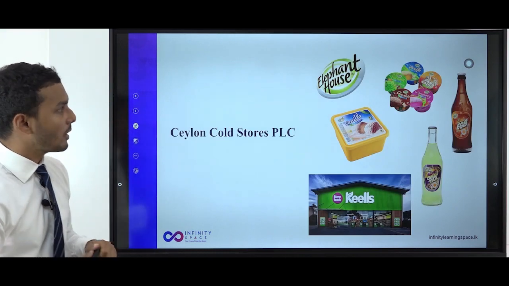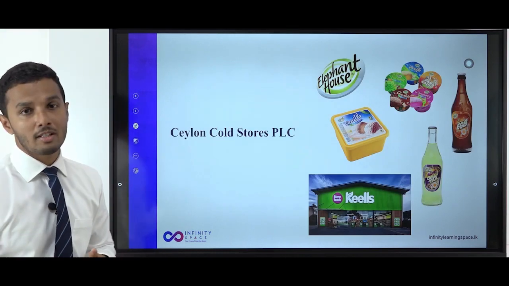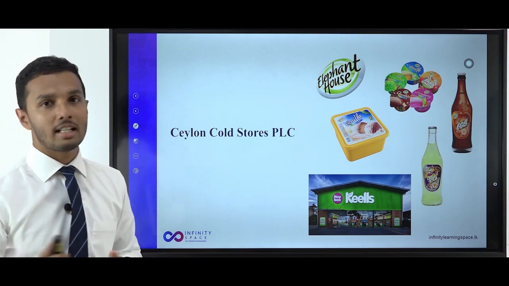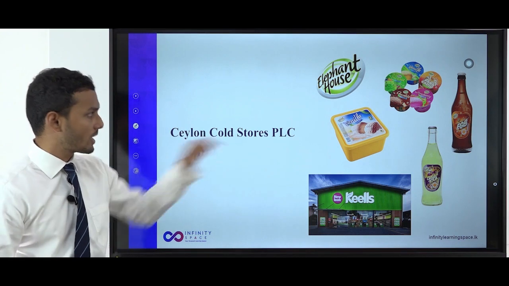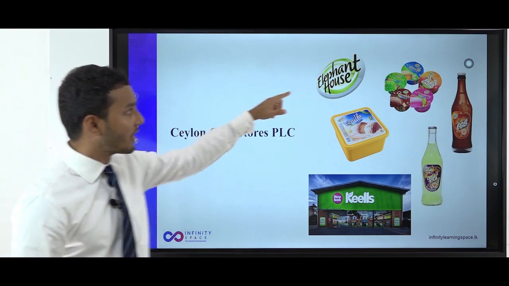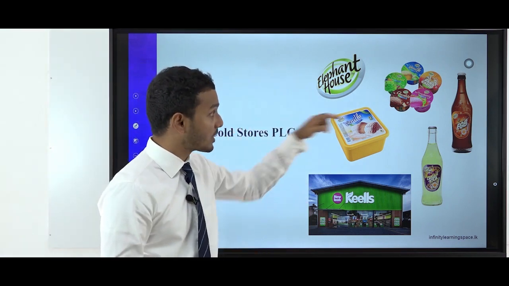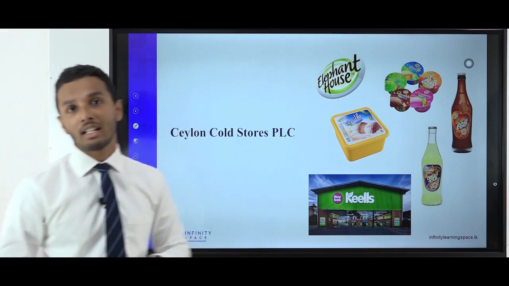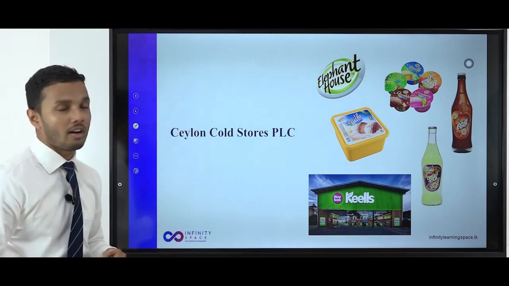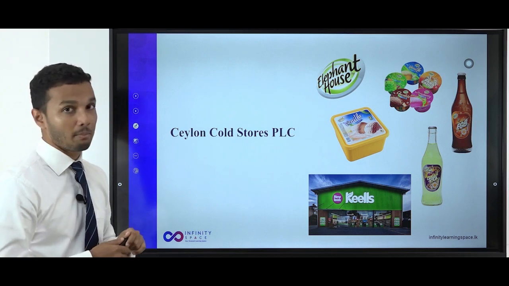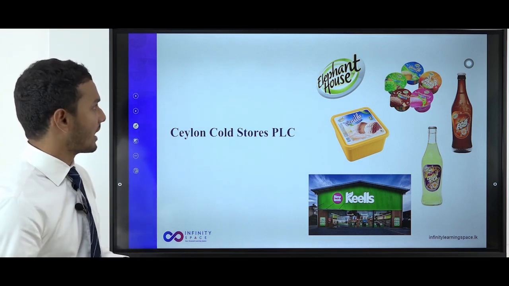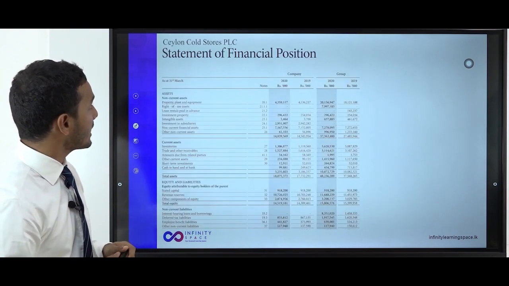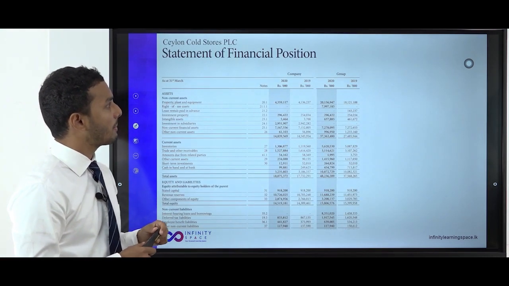Right. So we are going to be looking at the financial statements of Ceylon Cold Stores PLC. It's a company that all of us are familiar with, maybe not using this name, but if I say Elephant House ice creams and soft drinks and Keells Supermarket, I think it's a company that all of us are familiar with. It's a John Keells company, and as you can see, it's listed on the Colombo Stock Exchange. Right. So let's look at the balance sheet of Ceylon Cold Stores PLC.